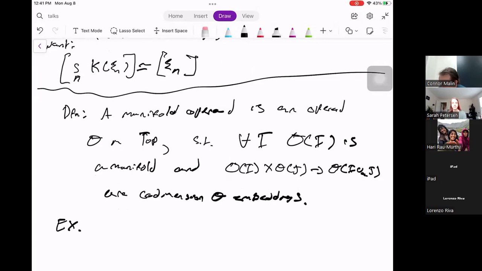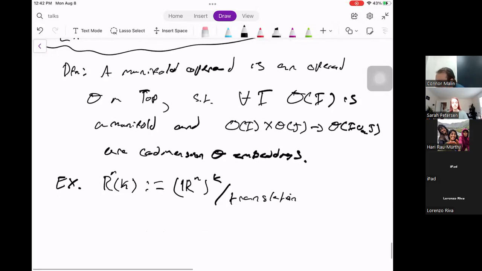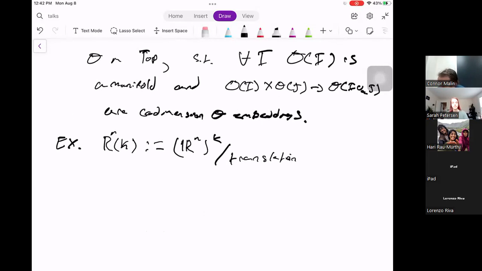This is one of the driving examples. There's an operad structure you can put on Euclidean spaces. This is called the Euclidean operad. It's defined to be: I take k copies of R^n, and then I mod out by translation. So I mod out by shifting everything in the same direction. Okay, and so then I can make this an operad.